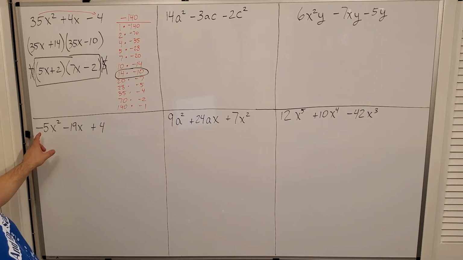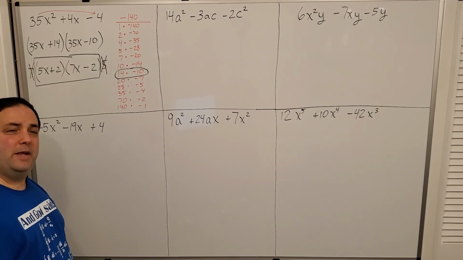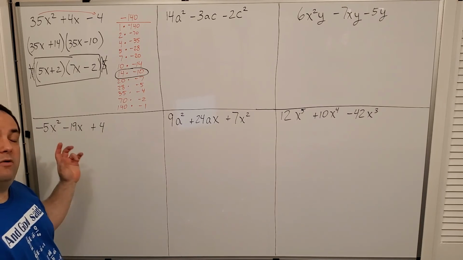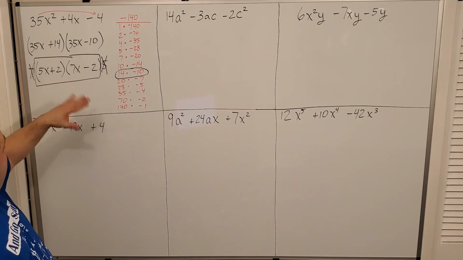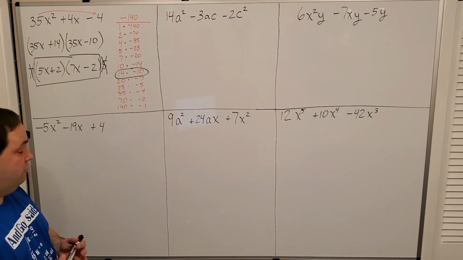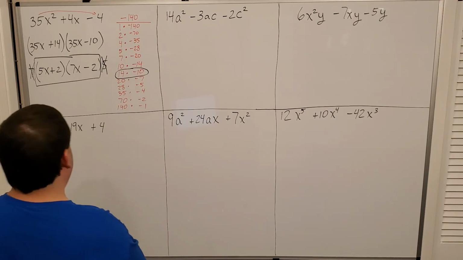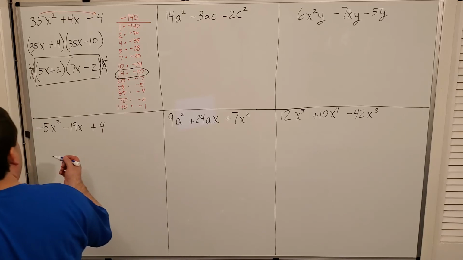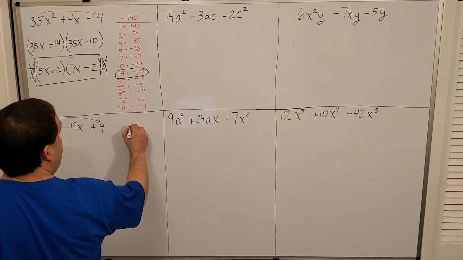Okay, what if there's a negative in front of the a? That's okay. You don't actually have to do anything special. Some people like to. Some people say, oh, I want to pull a negative out front and just make everything positive. You don't need to, okay? With the AC method and the way I'm showing you this, everything works out just fine. Okay, you just need to be able to keep track of your negative signs. So negative 5 times 4 is negative 20.